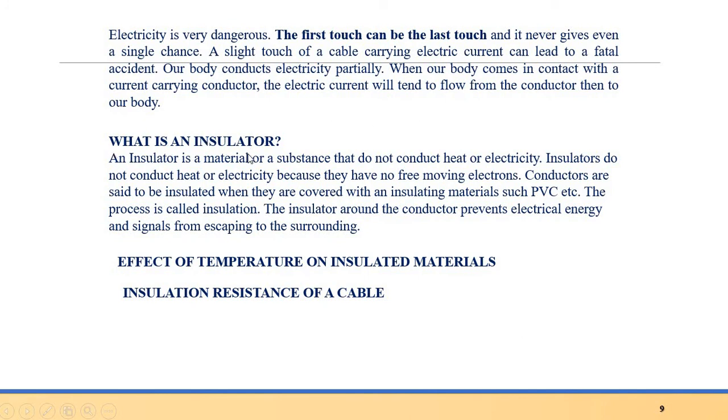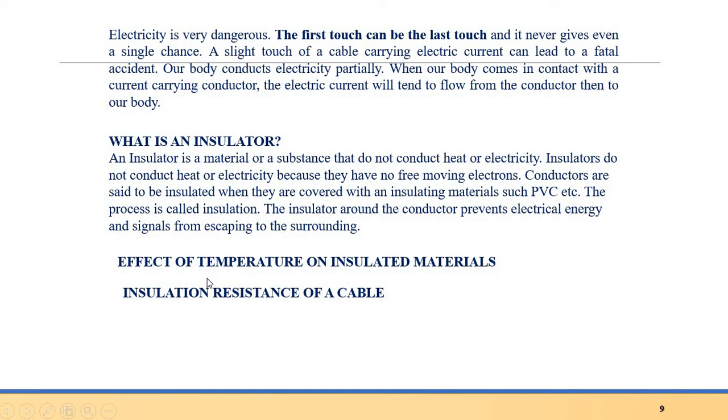So what is an insulator? An insulator is a material or substance that does not conduct heat or electricity. Insulators do not conduct heat or electricity because they have no free moving electrons. Conductors are said to be insulated when they are covered with an insulating material such as PVC. The process is called insulation. The insulation around the conductor prevents electrical energy and signals from escaping to the surroundings.